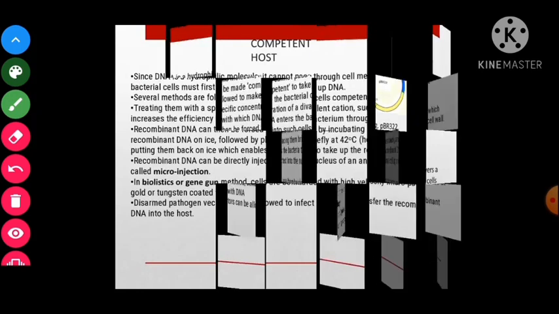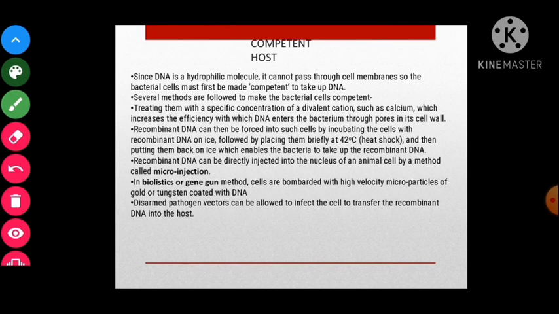Talking about another very important tool, that is competent host. DNA is a hydrophilic molecule, so it cannot pass through the cell membrane. In order to force bacteria to take up the plasmid, the bacterial cell must first be made competent to take up a DNA. So the competency is the ability of the cell to take up a foreign DNA.